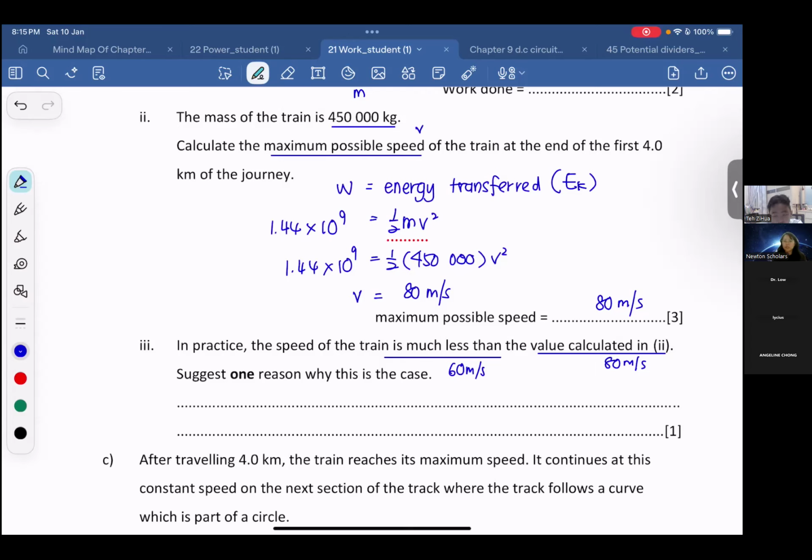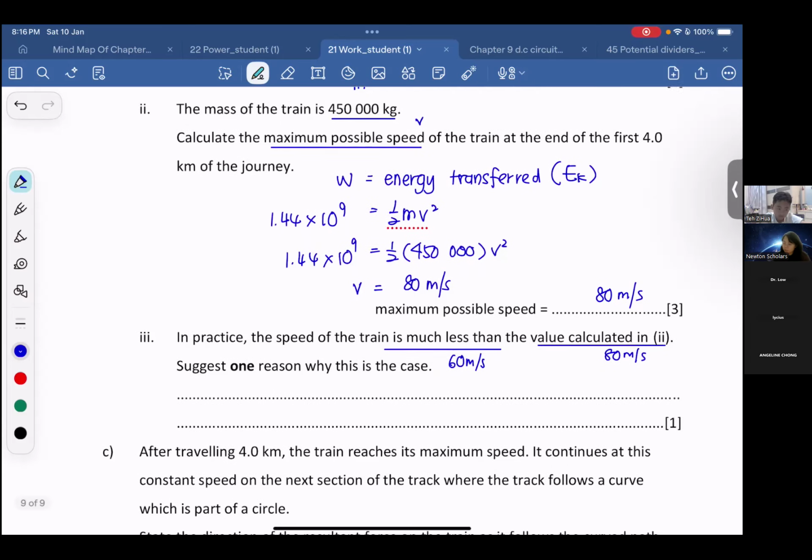Teacher, we did the calculation, so why is it that the speed is not able to achieve 80 meter per second in real life? Why is it only like 60 meter per second? Angeline, what do you think? Zihua, your idea is correct. Energy dissipated to the surrounding, friction, air resistance. Energy is dissipated to the surrounding due to friction and air resistance.